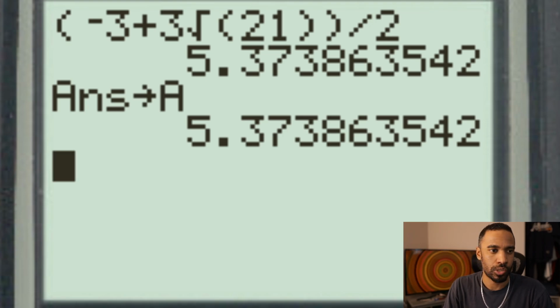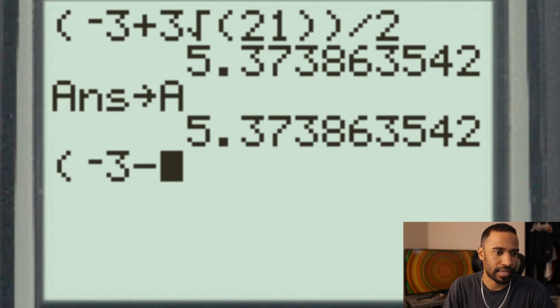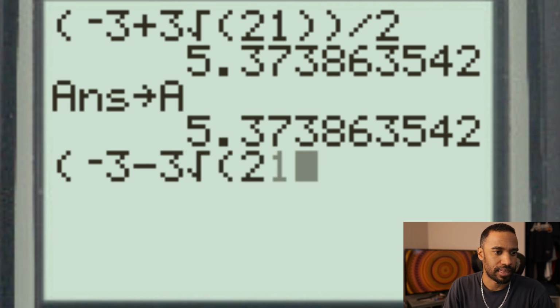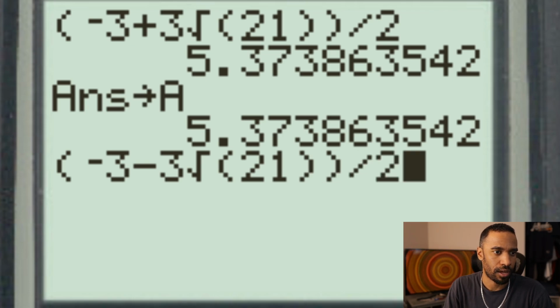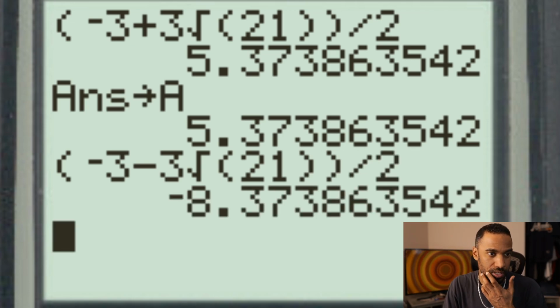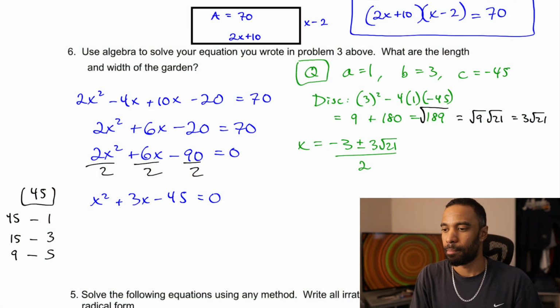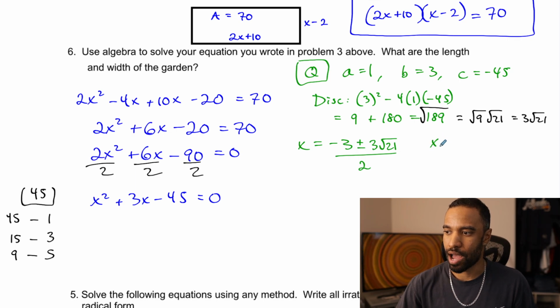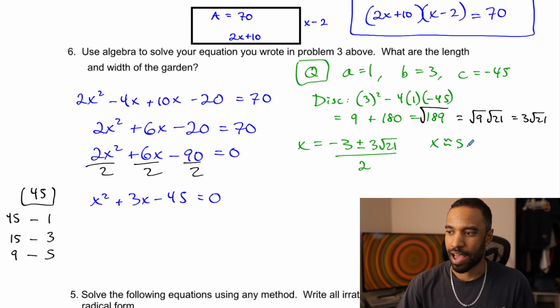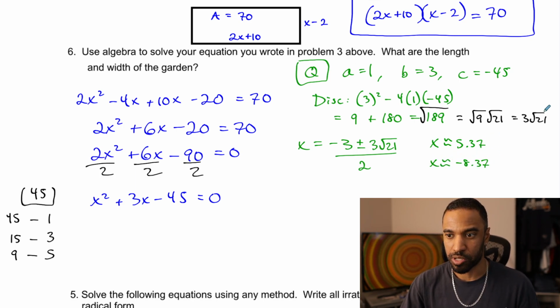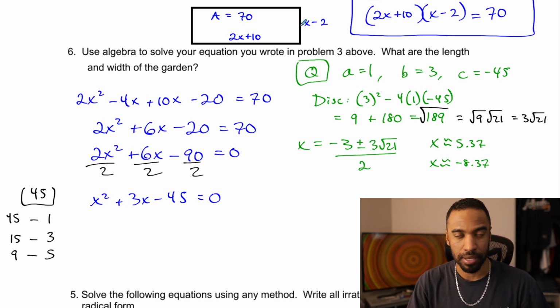And then I'm going to do negative 3, whoops, need parentheses here, negative 3 minus 3 root 21 and divide that by 2 as well. And here I'm going to get negative 8.37. Now, if I round these things, I'm going to go back to here. My answers right now, x are approximately 5.37 and negative 8.37. I don't know if these are specifically in feet, but when I plug them into here, they'll be it.